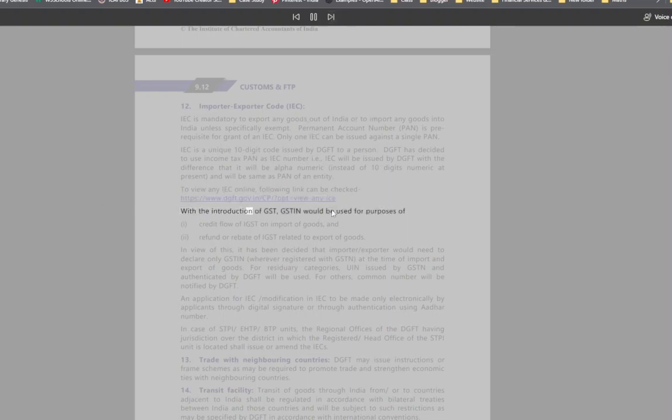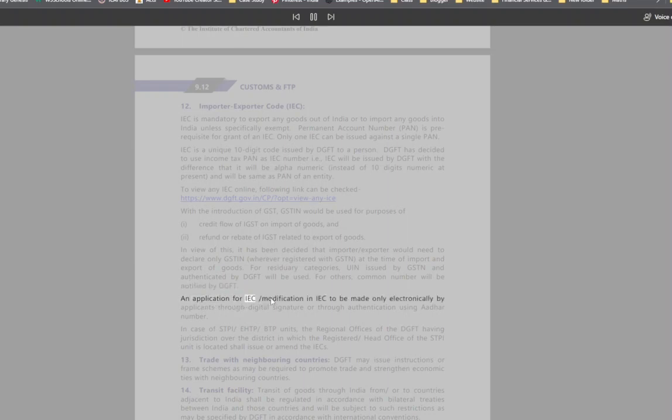GSTN would be used for purposes of 1. Credit flow of IGST on import of goods, and 2. Refund or rebate of IGST related to export of goods. In view of this, it has been decided that importer/exporter would need to declare only GSTIN, wherever registered with GSTN, at the time of import and export of goods. For residuary categories, UIN issued by GSTN and authenticated by DGFT will be used. For others, a common number will be notified by DGFT.